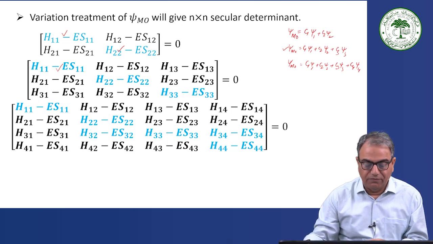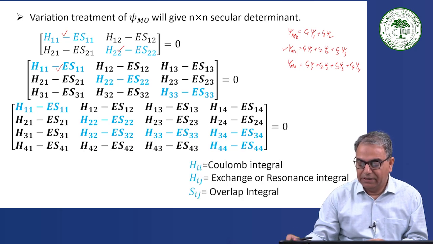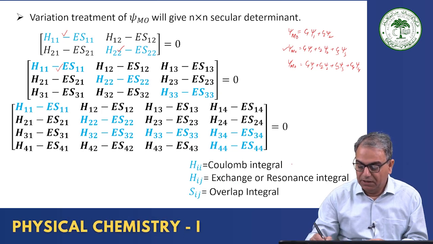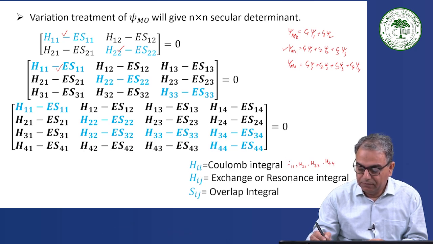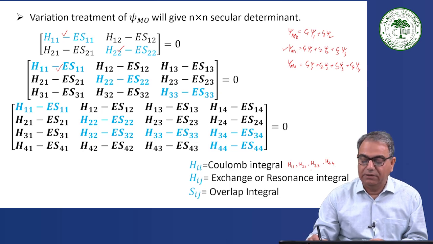Now what are these? If you remember, these H11, H12 are the different integrals, and Hii or Hij is a Coulomb integral or exchange or resonance integral. What does it mean? It means all H11, H22, H33, H44 are present in the diagonal terms. All these are diagonal terms, so all these are called Coulomb integrals.